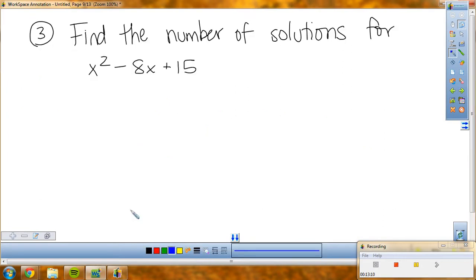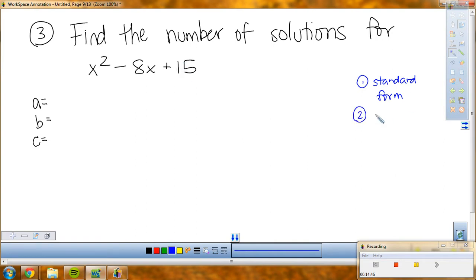So example number 3, they want us to find the number of solutions for the quadratic given here. So first of all, we need to identify what our a, our b, and our c are. All right, so step 1 would be get it into standard form. All right, so is this equation in standard form? Yes, we have the x squared term, then the x term, and then the constant. So we're good to go.